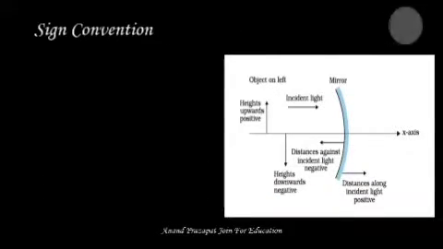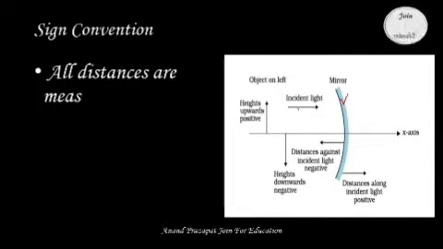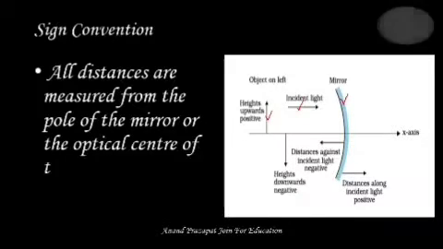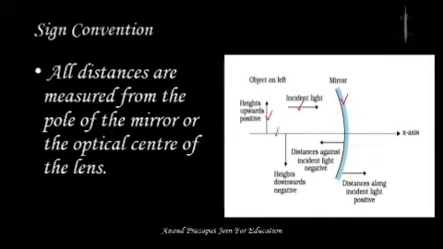Sign convention. This is the relevant figure of sign convention. This is a mirror, a concave mirror. This is the direction of the incident ray. Height above the principal axis, also known as the x-axis, is measured like this, and this is the distance against the direction of the incident ray, and this is the distance along the incident ray.